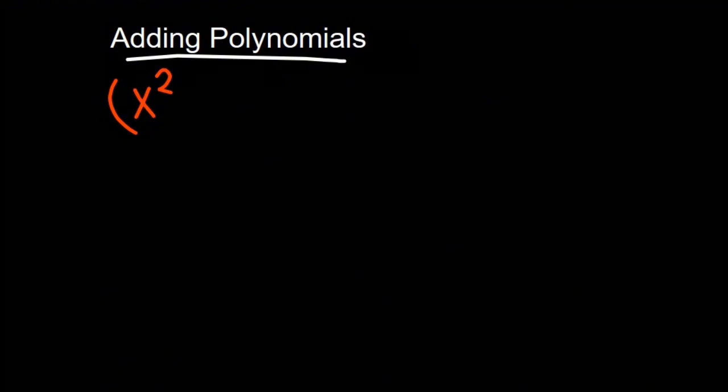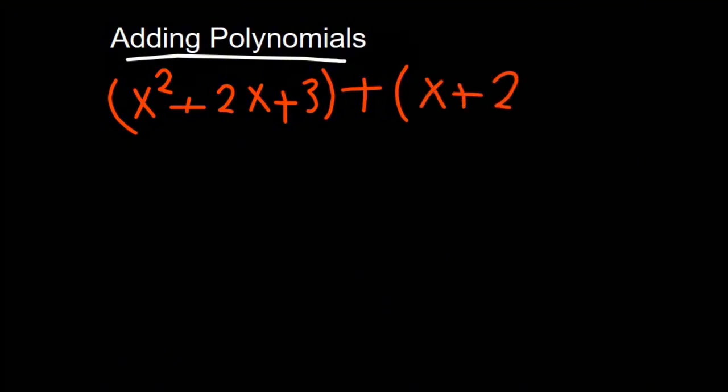So if we have this polynomial, which is x squared plus 2x plus 3, this is the first polynomial, plus the second one, x plus 2. We are adding the polynomials. What do we do? I'm going to start with the x squared. As we learned before, it's better to start with the highest degree. I'm going to check if we have any other x squared. No other x squared, so I'm going to keep it in brackets. This is the first term.